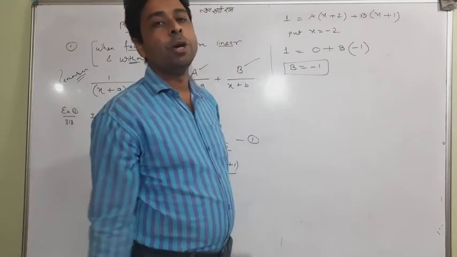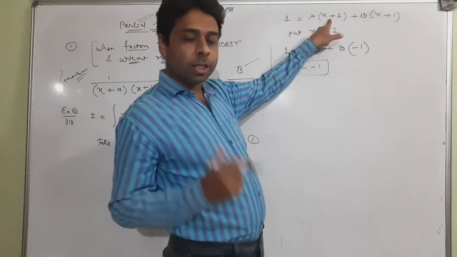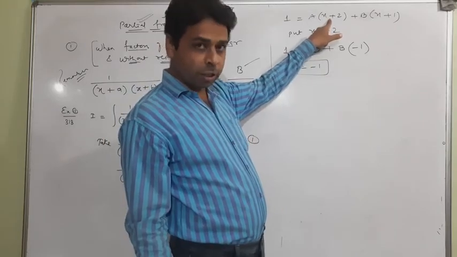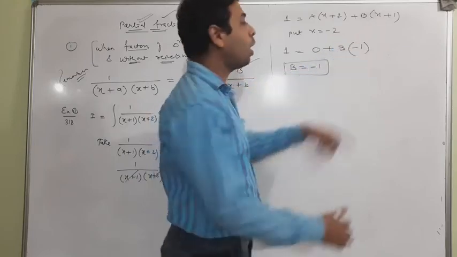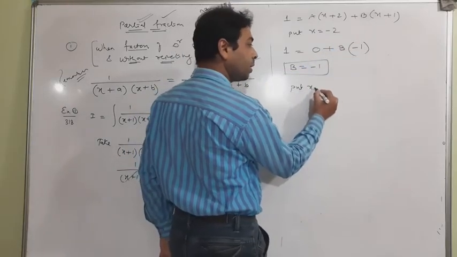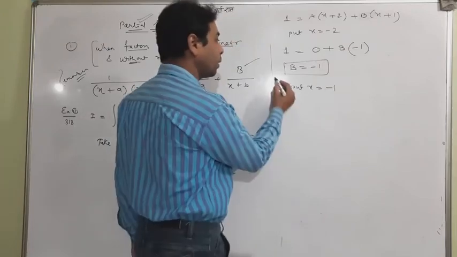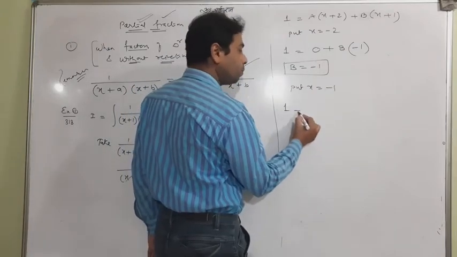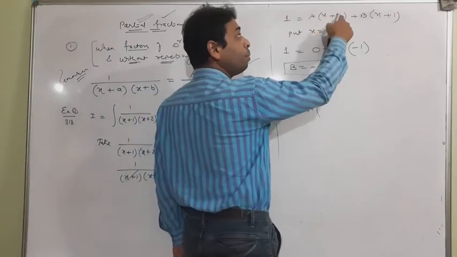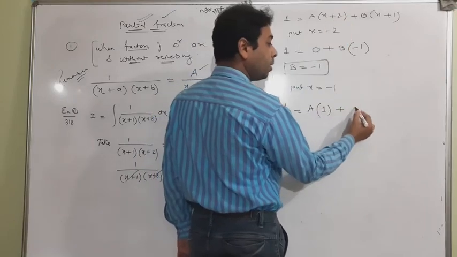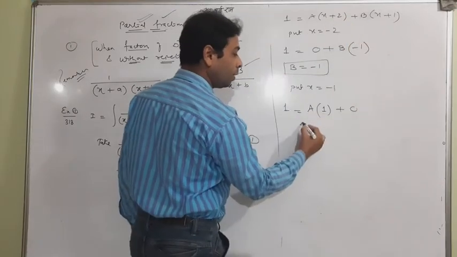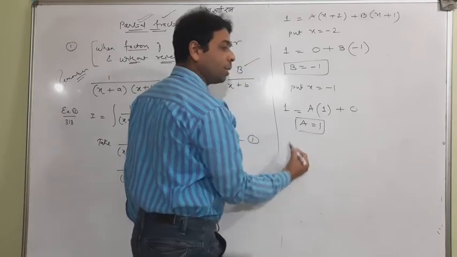Very easy. As you have made this 0, you can also make the other one 0. So how? Just put again x equal to minus 1. Put x equal to minus 1. So what will you get? 1 equal to a into minus 1 plus 2, which is 1, and the other term is 0. So a equal to 1. Wow. This is very easy.